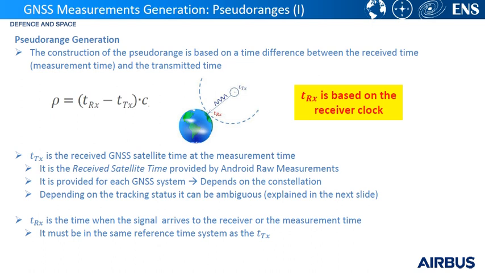It depends on the constellation and therefore is provided for each GNSS system. Depending on the tracking status, it can be ambiguous. TRX is the time when the signal arrives to the receiver, or the measurement time. It is based on the receiver clock. It must be in the same reference time system as TTX.